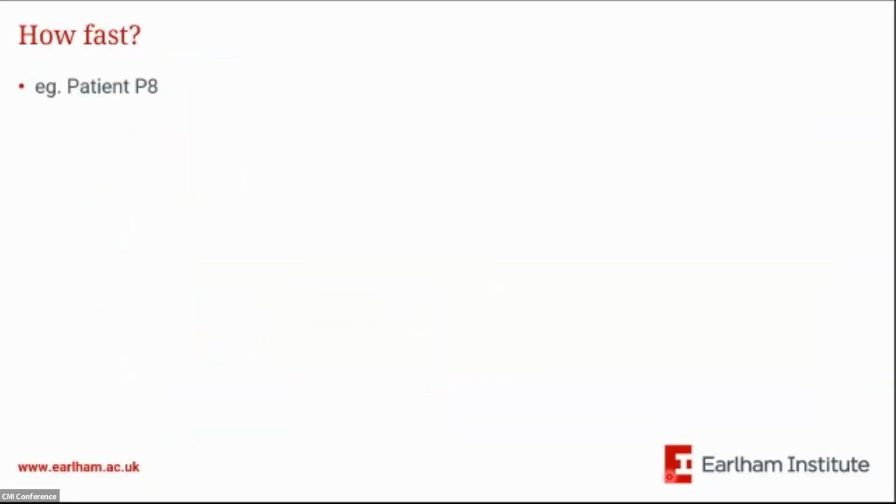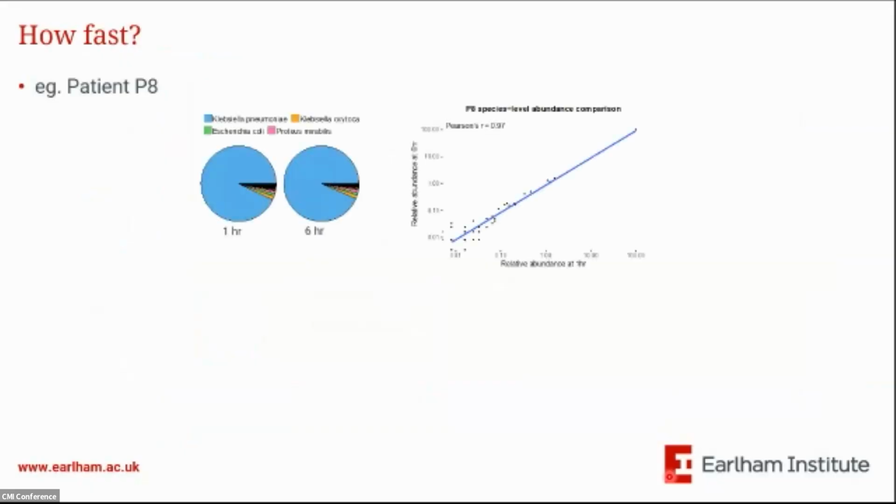So how fast could we do this? These first plots show the difference between the data as you see it at 1 hour and 6 hours of analysis, and you see almost identical results. In these patients the pathogens tend to dominate what you see in the gut microbiome, and it's very obvious within a few minutes of sequencing, not even an hour, what the pathogen is.